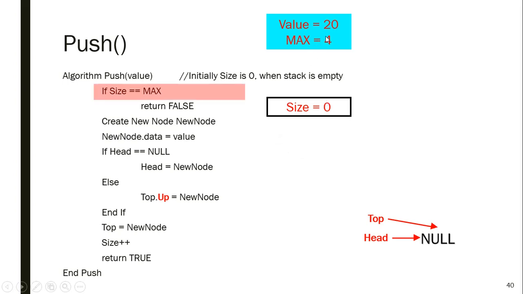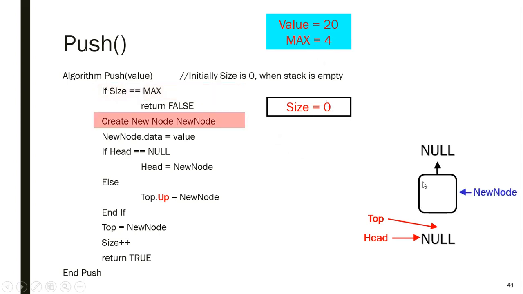So if size is equal to max, no, it is not equal, so it will create a new node and assign this value 20, that is to be inserted in the list. Now if head is equal to null, meaning if it is the first element to be inserted, then what we have to do is point this head to this new node.